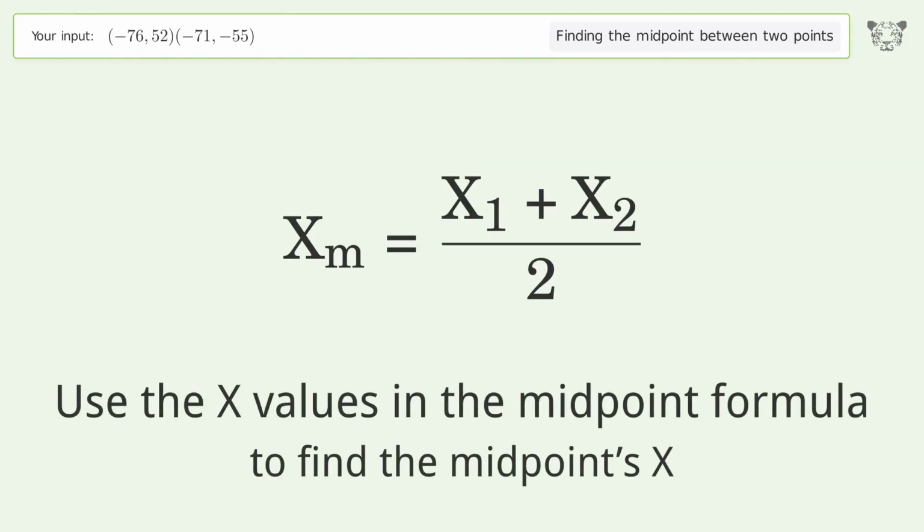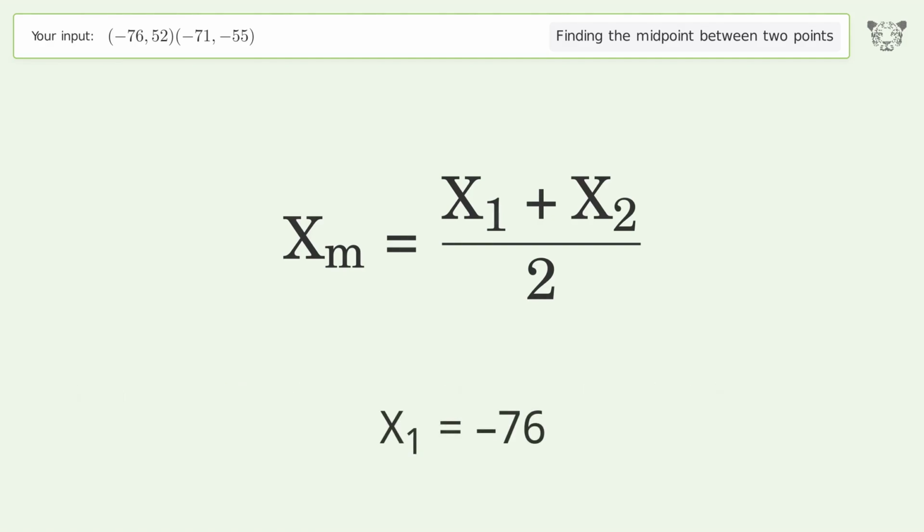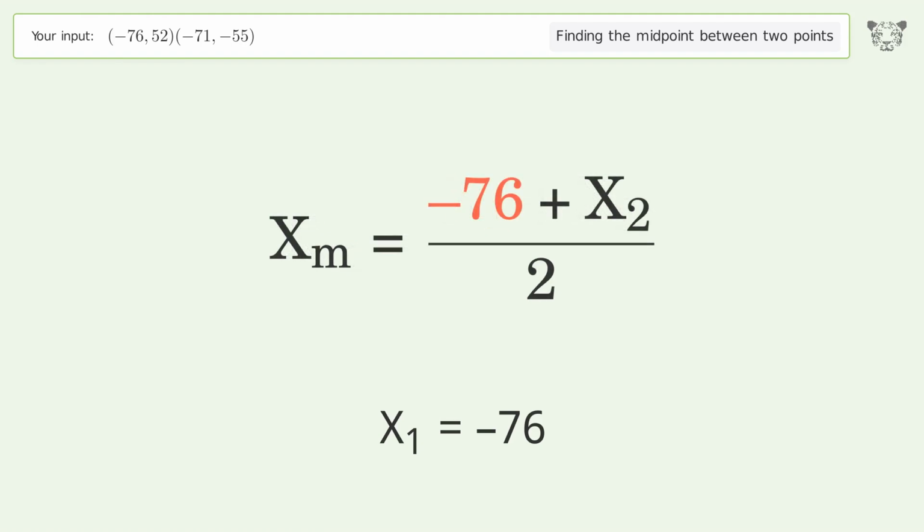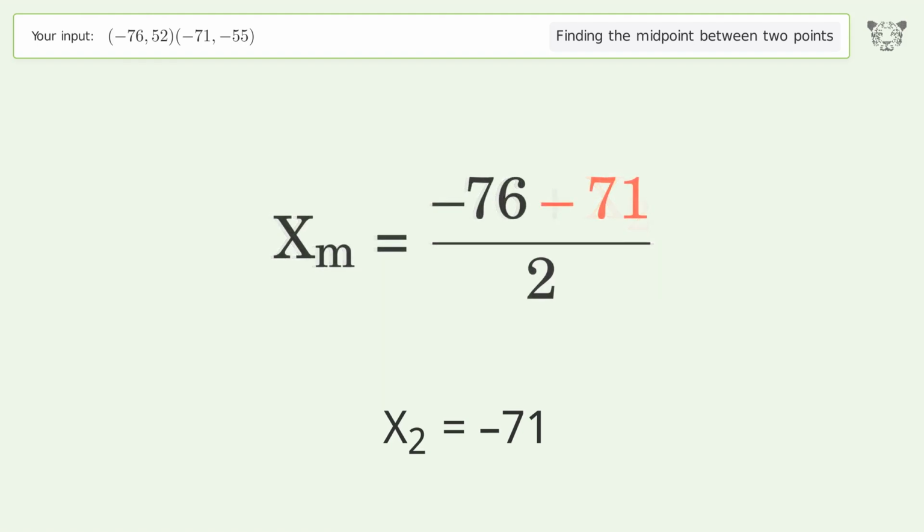Use the x values in the midpoint formula to find the midpoint's x. x1 equals negative 76. x2 equals negative 71. Simplify the arithmetic.